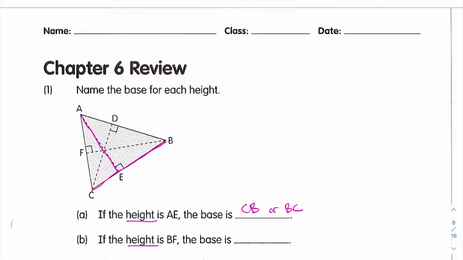Next, let me use a different color for this. If the height is BF, I'm going to use a different color and show you which is BF. The base would be this perpendicular line here, which would be AC, or I can write CA. Next, let's try red. If the height is CD, so this is CD, the base would be AB, or you can write BA as well.